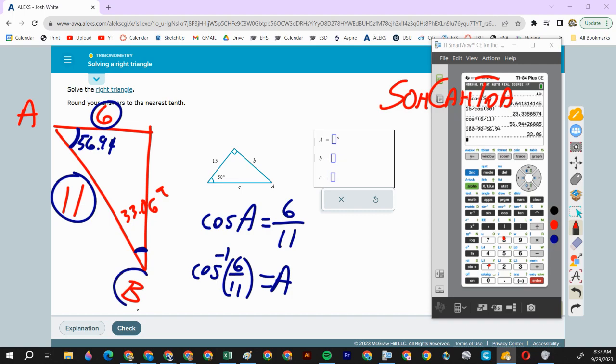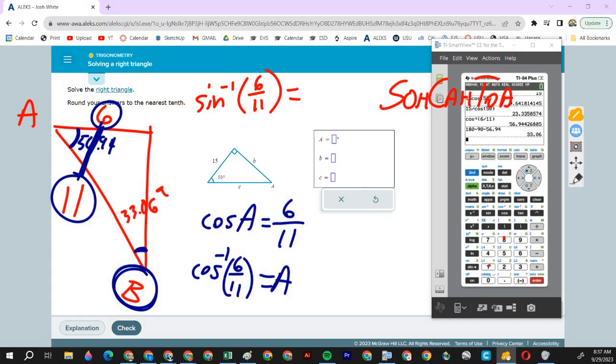If we're looking at angle B, which trig ratio is going to use those? Sine. The sine inverse of 6 over 11 should tell me angle B. Sine inverse of 6 over 11 is 33.05, which is what I got here. Okay. How do I find side A?